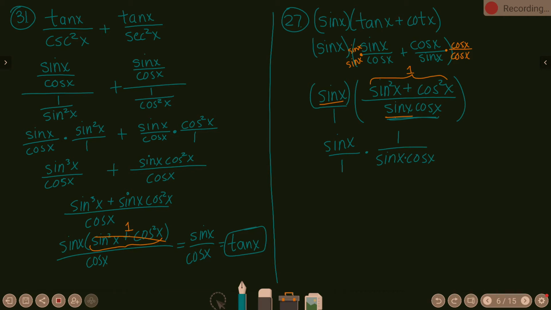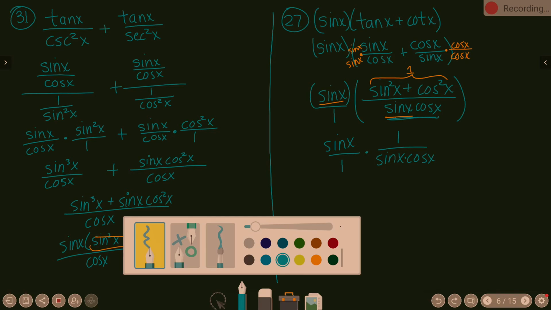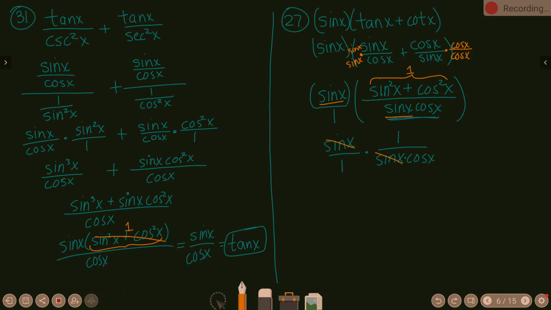Since that's sine times cosine, this is where I was just saying the signs can cancel. We are left with 1 over cosine x. Don't leave a fraction unnecessarily. 1 over cosine x is secant x.